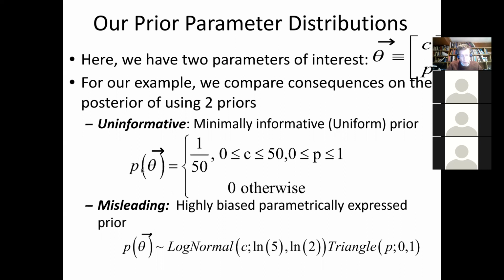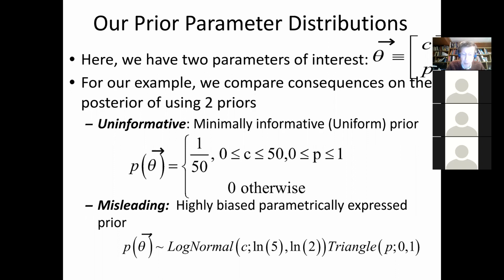Okay, so an uninformative prior would just say, well, look, for values of C between 0 and 50 contacts per day, and P between 0 and 1, we'll assume a prior value of 1/50 and 0 otherwise. And if you do the math, you'll find, as needs to be the case, if you integrate this up over C and P, you'll find that it integrates to 1, which is the necessary constraint on a probability distribution. But, you know, we could use other types of distributions.